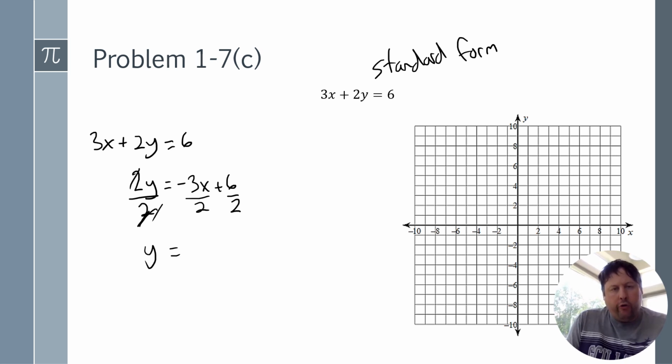Negative 3x over 2 is just negative 3 over 2 times x. And 6 over 2 is 3. So there is my graph, my slope-intercept form. Now use the same technique to graph it.